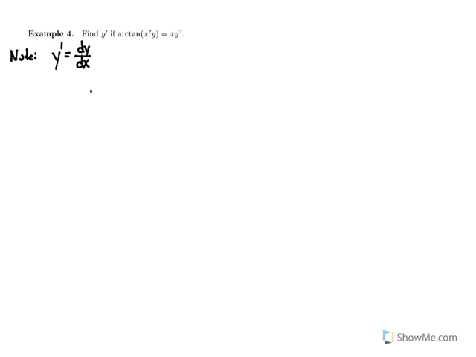So here we're going to start with our curve. And to keep with this prime notation, we are going to take the derivative of both sides. So note that we're going to need the chain rule on the left, and we're going to need the product rule on the right.